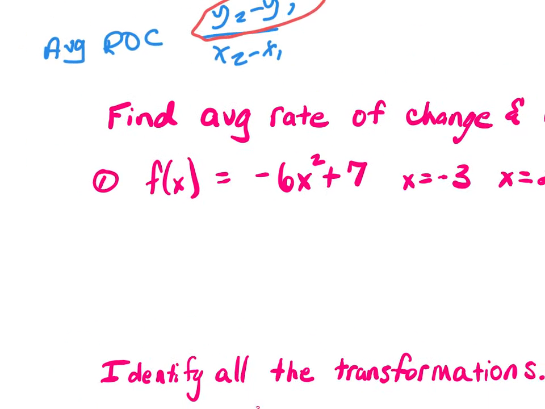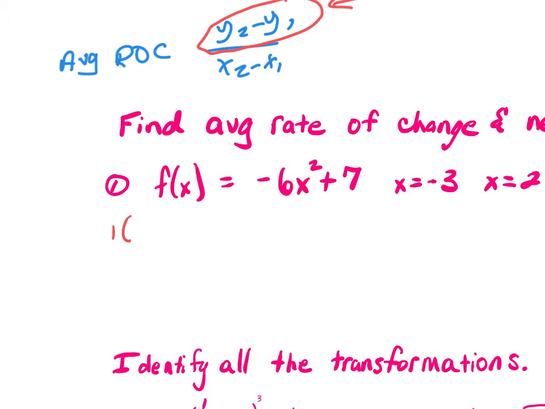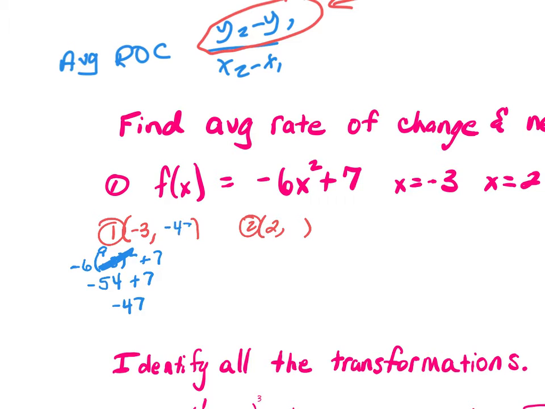So the first thing I'm going to do is say, all right, the first x value they gave me is -3. When I plug -3 in, what do I get out? The second x value they gave me is +2. When I plug that in, what do I get out? So we're going to evaluate first. I have -6 times -3 squared plus 7. So -3 squared is 9, right? 6 times 9 is what? -54 plus 7. What's -54 plus 7? All right, -47. So when I plug in -3, I get out -47.